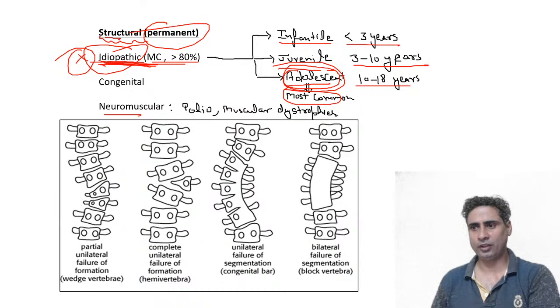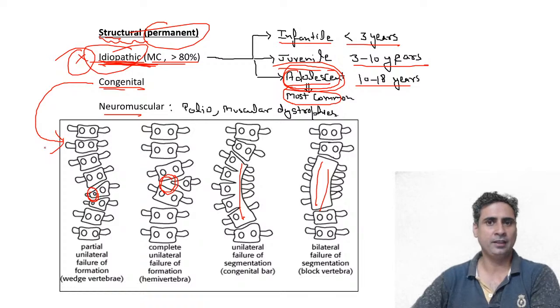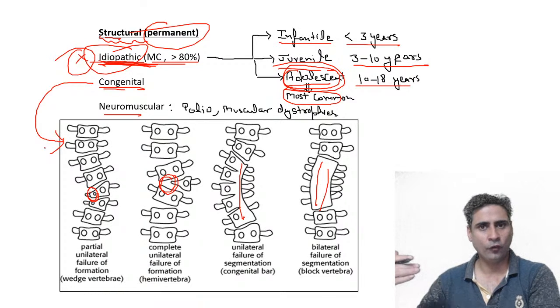The second type of structural scoliosis is congenital scoliosis, where there is a defect in development of the vertebrae. Here you can see either wedge vertebrae, where this half is not developing properly. Here this is a hemivertebra, where this half is not developing at all, or there is a defect in segmentation on one side or on both sides. So this is congenital scoliosis, where there is a defect in development of the vertebrae.